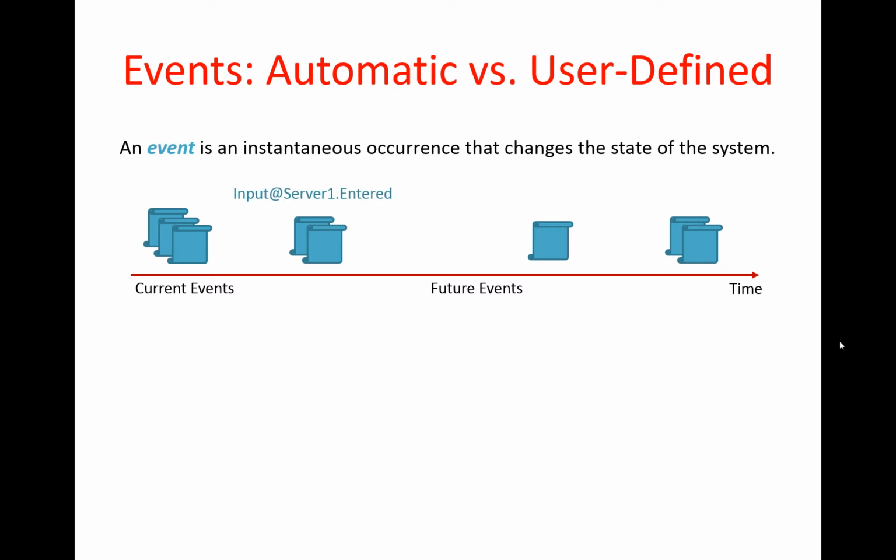For example, let's say when an entity enters our server 1, that means the input at server 1 entered event.